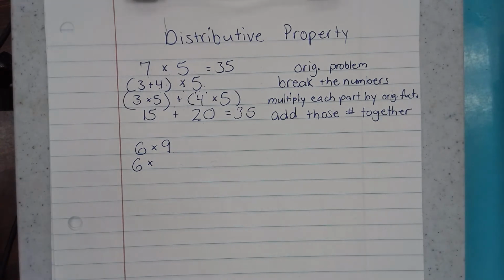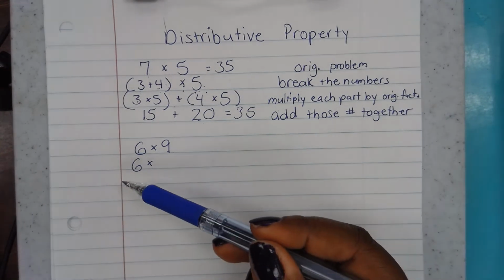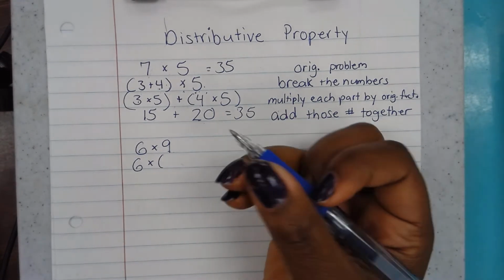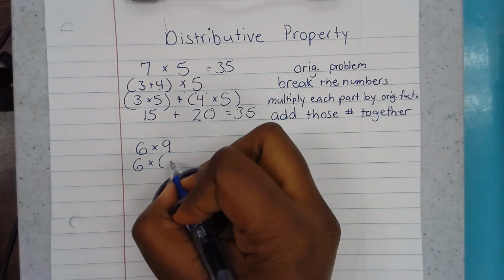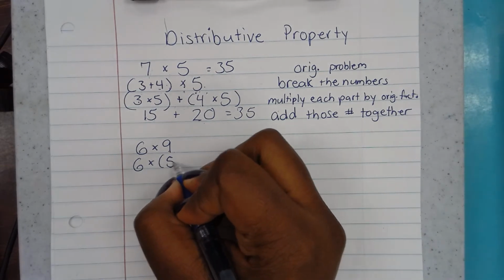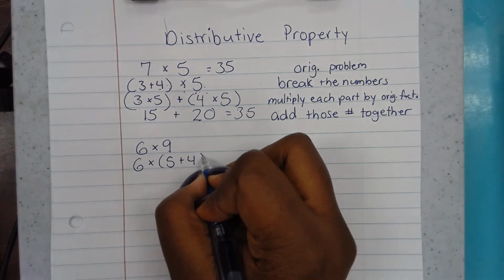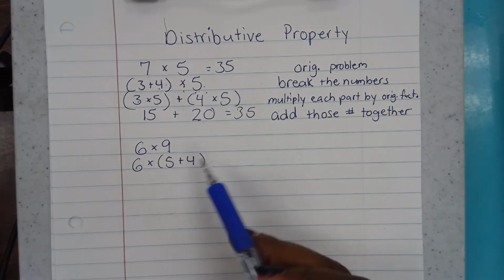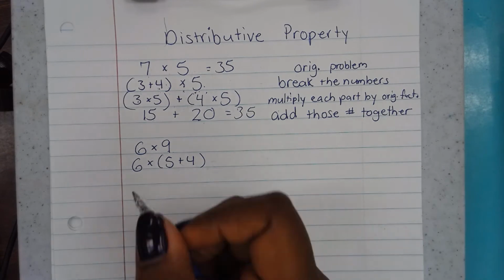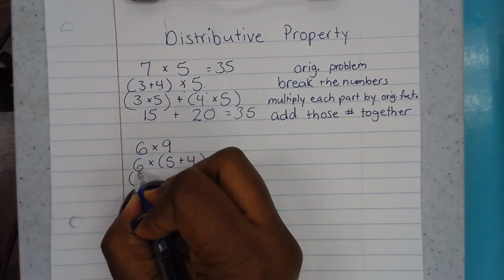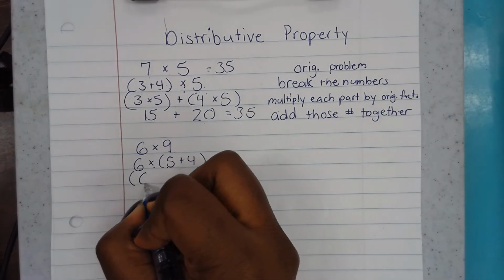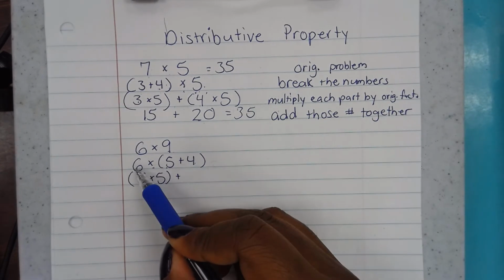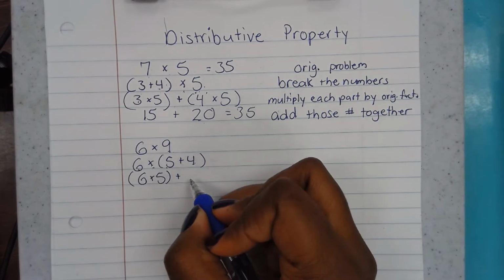So now that we know we want to break the 9, we're going to keep 6 times, and we're going to think what will make 9. Well, one way to make 9 is 5 and 4. So we're going to break 9 into 5 plus 4. This next step says now that we've broken the numbers apart, we're going to multiply each of those parts by the factor. So this first problem would be 6 times 5. And we're going to add it to the other part, which is going to be 6 times 4.